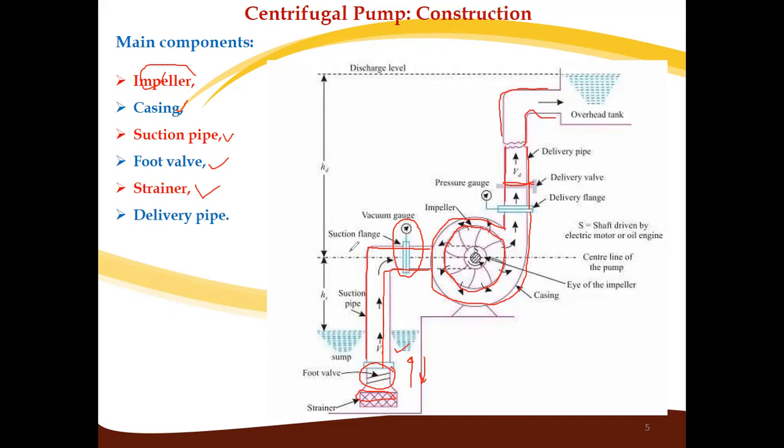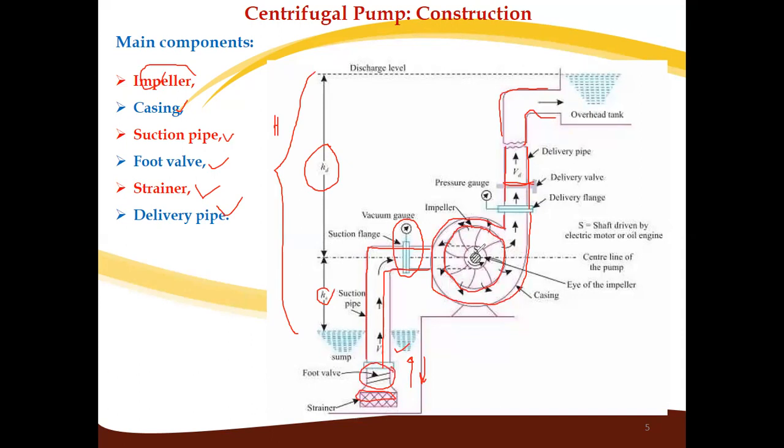Now, there are two types of height. One is the suction height, HS, and the other one is the delivery height, HD. And this total height, that is HS plus HD, is called the water head, capital H. The suction height is from the water level in the sump to the eye of the impeller, and the delivery height is from the eye of the impeller to the water level or discharge level of the tank. So these are the main components and the construction of this centrifugal pump.